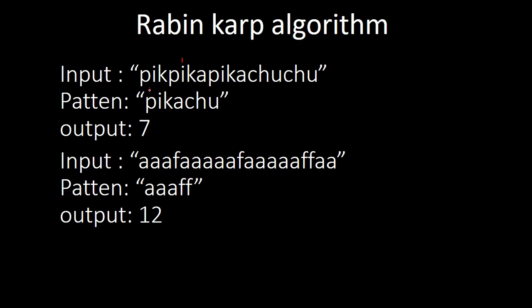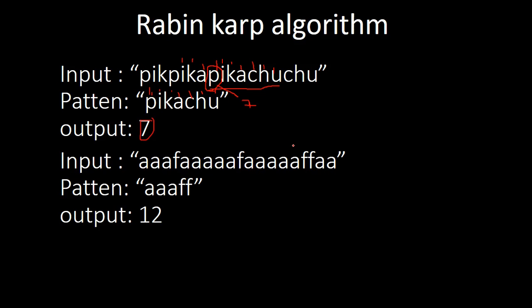Then this i is not equal to p, so we will go further, then k is not equal to p, and this a is also not equal to p, then this p is equal to p. Then we can move further, then this i is equal to i, k is equal to k, a is equal to a, c is equal to c, h is equal to h, then u is equal to u. Then we can say we have found the pattern inside the string, and here is the pattern which is inside the string. Then we have to return the first index, or the first character index. The first index of the pattern is 7, so we return 7 as output here.